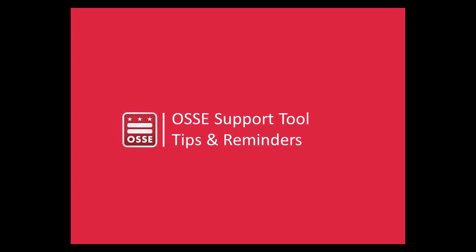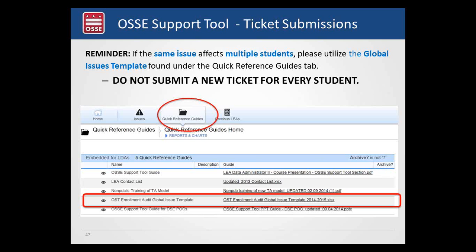Okay. For those of you that are LEA special education points of contact, we have some reminders for you. If you have lots of students experiencing the same issue in SEDS or other data systems, please do not submit a bunch of different tickets if it's the same issue. Rather, we have a global issues template that you should download, fill out, and submit under one ticket. And this is going to save you time, and it's going to save OSSE time, and it's going to help us be more organized. So please use that. Don't submit a separate ticket for every student if it's the same issue.